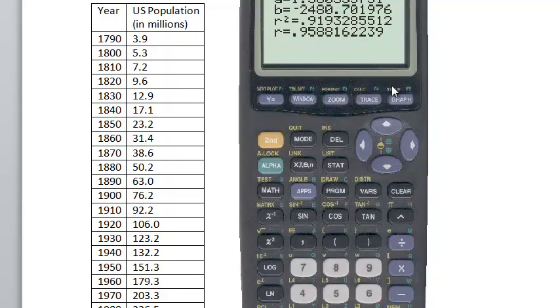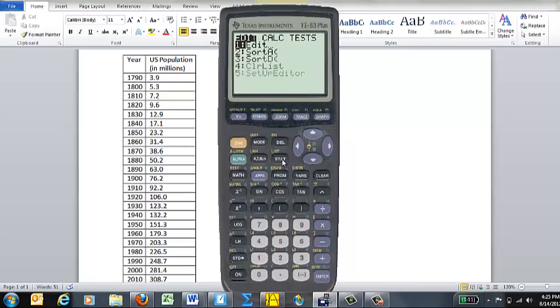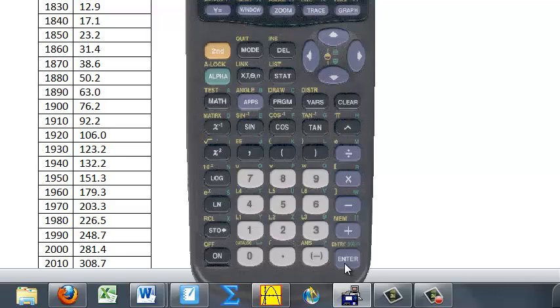Okay, so what we're going to do next is just see if perhaps an exponential model might fit better. One way we'll be able to compare is by comparing the correlation coefficient, which we can come up with for both linear and exponential models. To do an exponential regression, we go back to stat calc, and we scroll down until we find ExpReg, hit enter, and enter again.